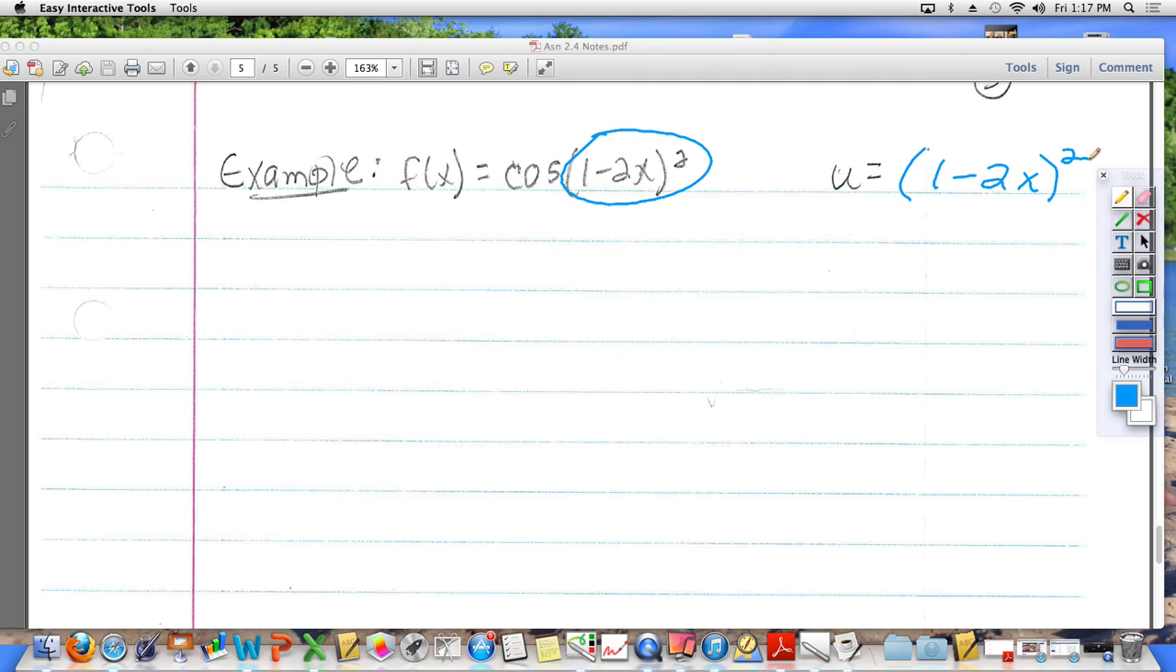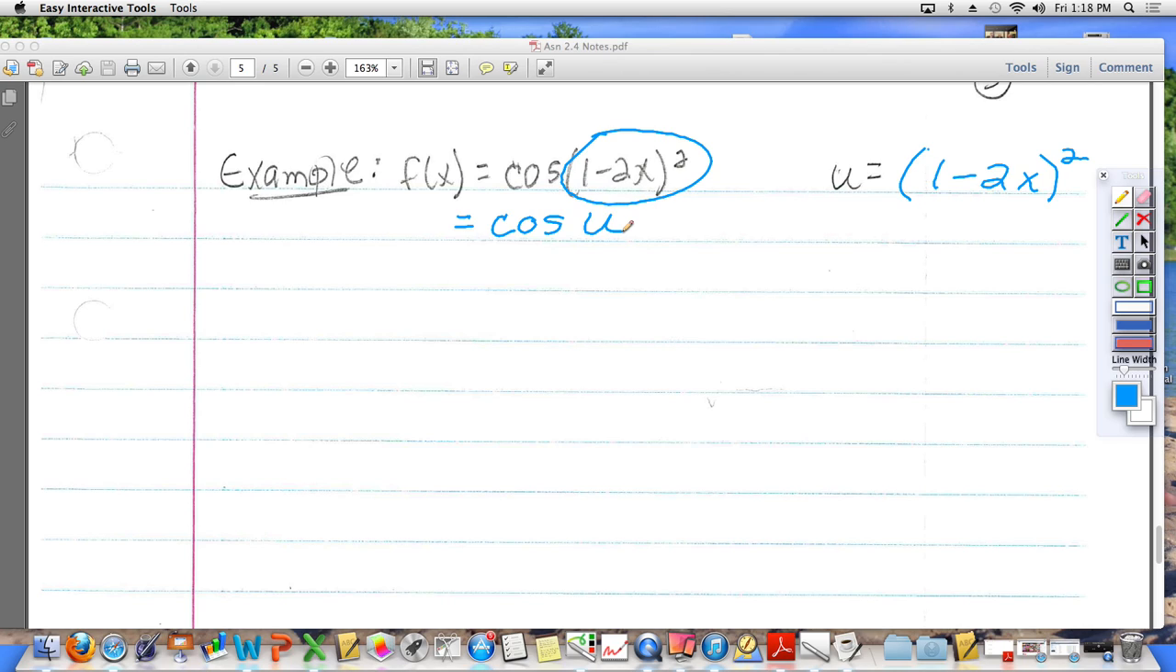I'm going to switch back here now, and I'm going to rewrite this as the cosine of u. I'm just rewriting it. I haven't figured anything out yet. I just renamed it, cosine of u. Now what we need to do is figure out the derivative of u. Do you see now? Here I have an issue because it's 1 minus 2x squared, but now when I go to find the derivative of my u, it used to be just a quick negative 2x or negative 2 or something, but now we have something raised to a power.